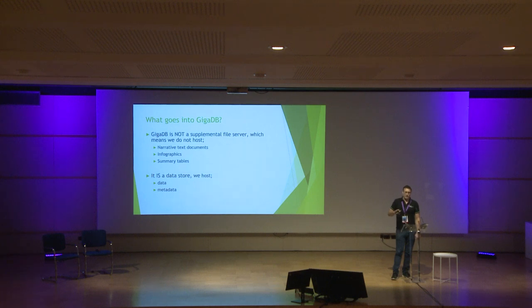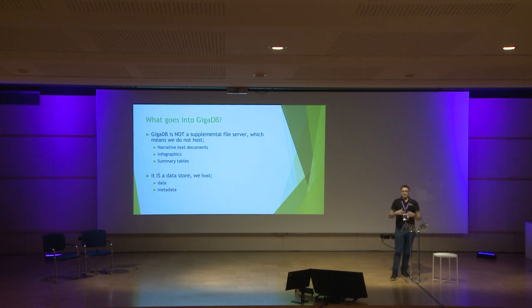What goes into GigaDB? Well, I've kind of alluded to this. Basically, it's anything that is data associated with the manuscript. So what we're not is a supplemental file server. If you think of traditional journals, where the excess text that doesn't fit in the manuscript, they just put as a PDF, as a supplemental file. We don't host those. We're not interested in the narrative. We're interested in the data itself.